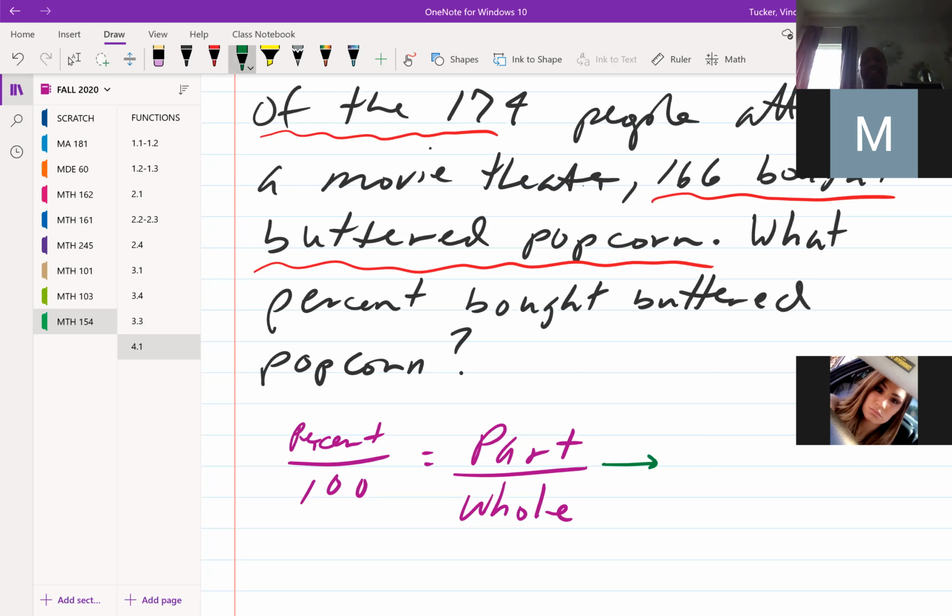All right. So, of the 174 people attending a movie theater, 166 bought buttered popcorn. What percent bought buttered popcorn? So the percent is the part we don't know. We know that we had 174 people in total, and 166 of them bought the buttered popcorn. So the whole, the total number, would be your bottom number, and then the 166, which is part of the 174, is going to be your top number.